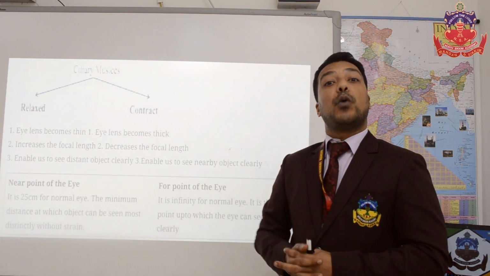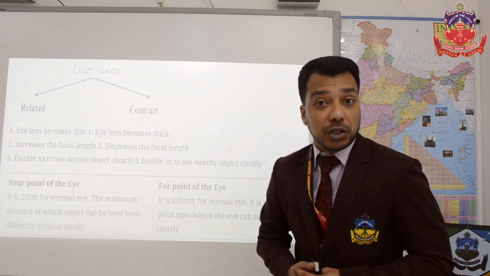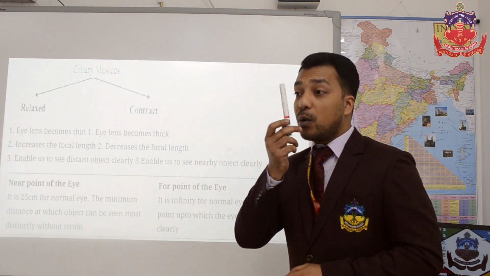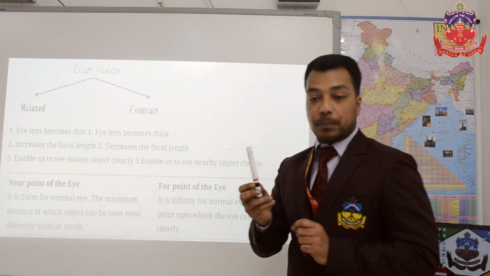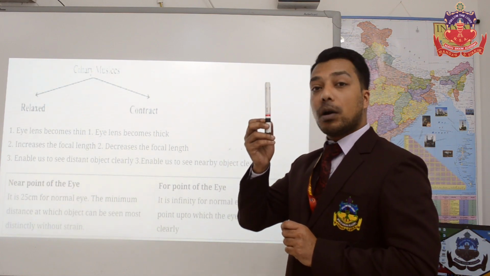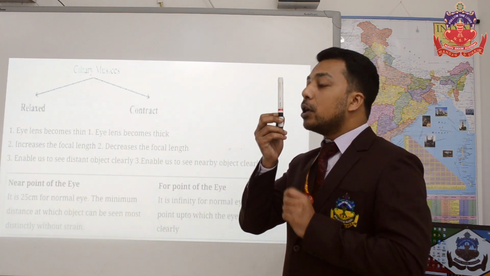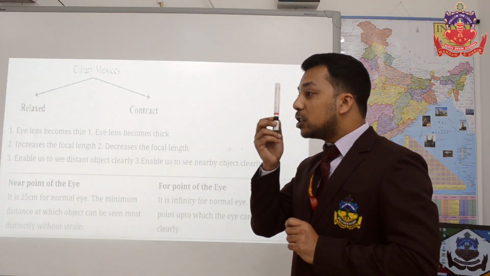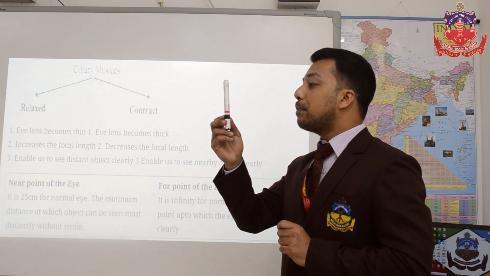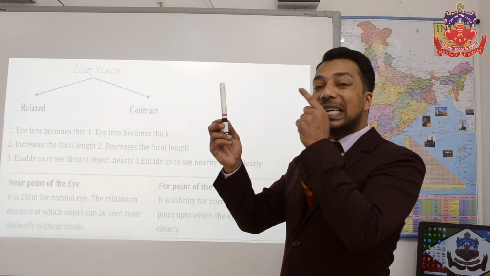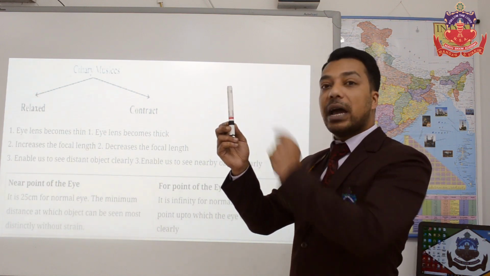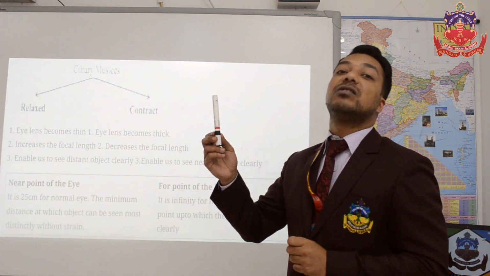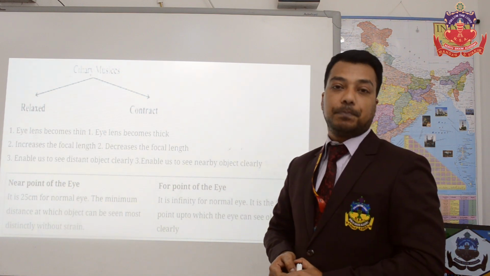Now, why is the nearest point 25 centimeter? You must be asking yourself, sir, we can see the pen when it is placed right in front of our eye. But let me explain. If you place a pen or a pencil very close to the eye, you can see the pen, but it is not clear. It is blurred. But if I take this pen a little bit farther from my eye, when the pen is at exactly 25 centimeter away from my eye, I can see the pen very clearly. That's the reason the nearest point is taken as 25 centimeter.